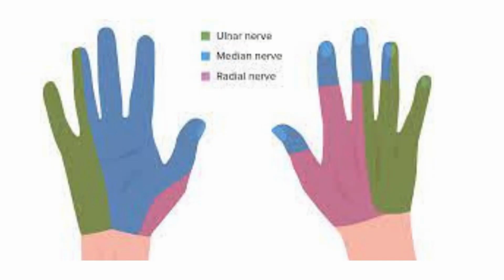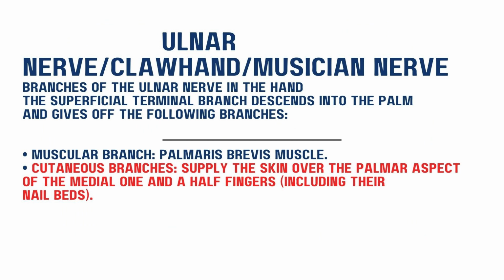As you can see in the image, it supplies the medial 1.5 fingers over the proximal phalanges on the back of the hand, and on the front of the hand it supplies the medial side of the hand. And it is going to give superficial and deep branches. The superficial branches supply the palmaris brevis muscle, and the cutaneous branches are going to supply the skin over the palmar aspect of the medial 1.5 fingers.